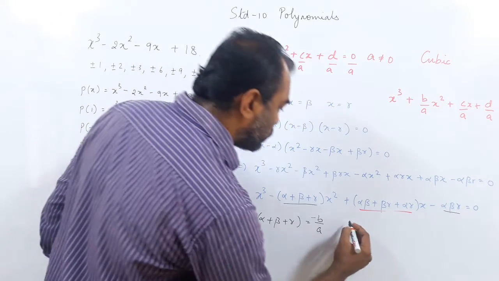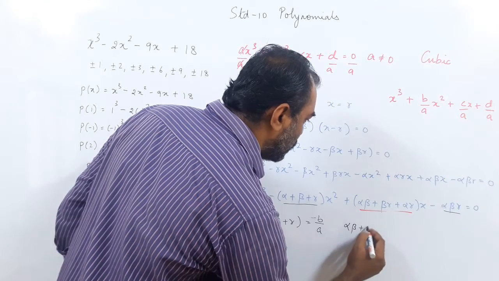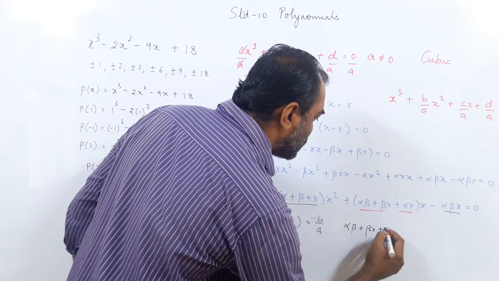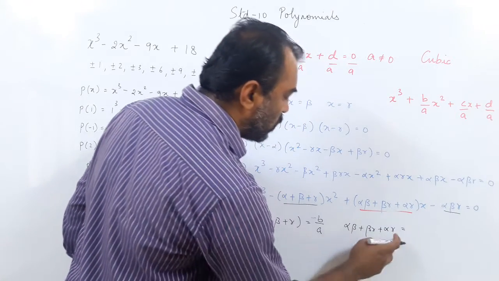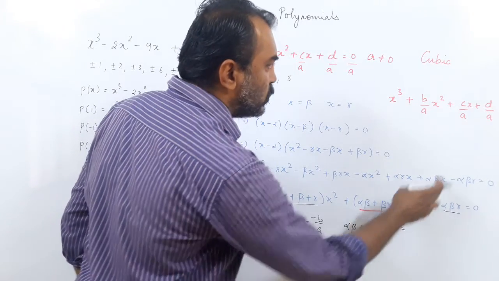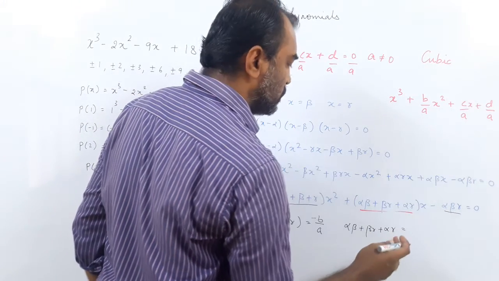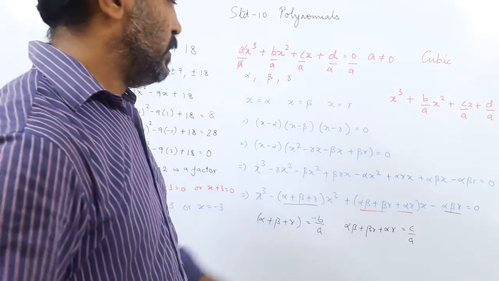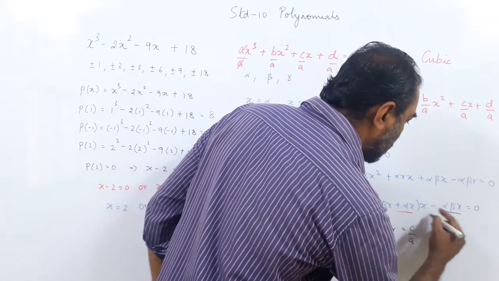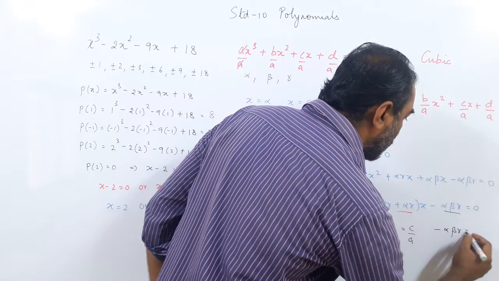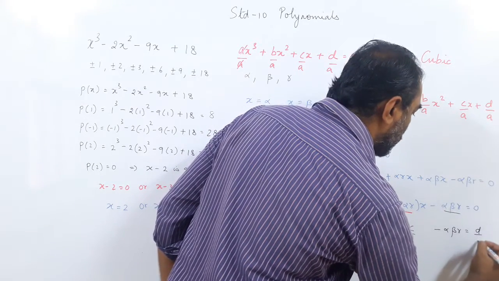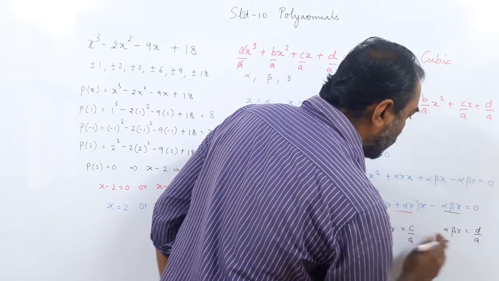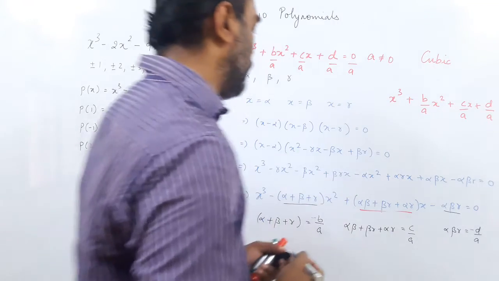Then this product, alpha beta plus beta gamma plus gamma alpha, the product two at a time, is the coefficient of x. What is the coefficient of x? c by a. So this becomes c by a. And for the product of the roots, here is the minus alpha beta gamma equal to d upon a, or alpha beta gamma equal to minus d upon a.